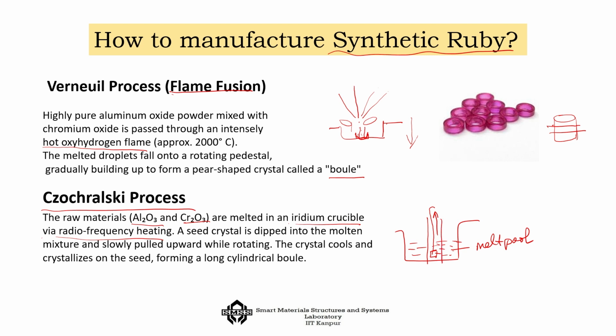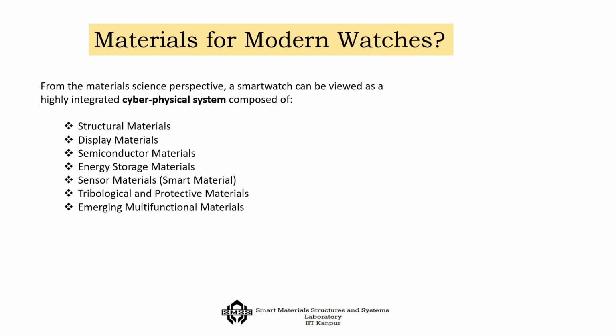As you are pulling, the crystal is getting developed and you are going to get a long cylindrical crystal from this process also. So, this is the Czochralski process that you have to do. In this case it is top down, and here it is bottom up, you are pulling and getting the system. So, this is how synthetic ruby got manufactured and became a part of the clock.